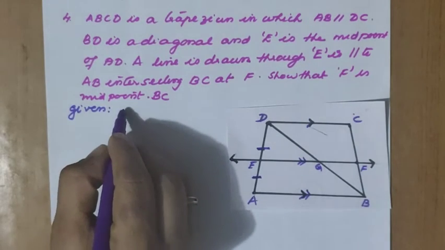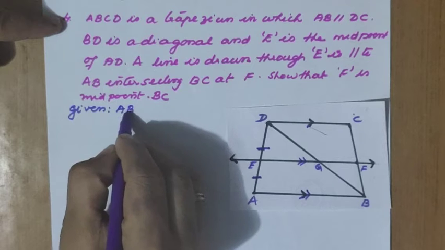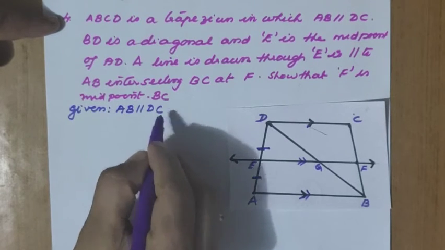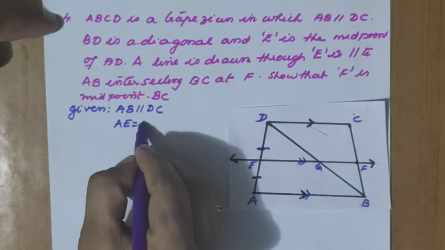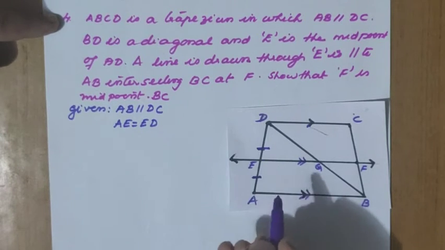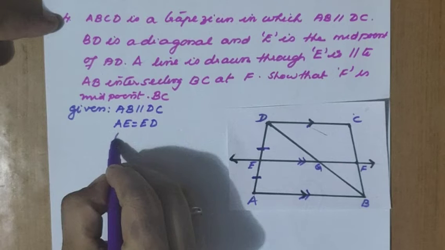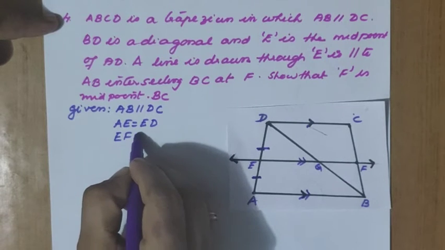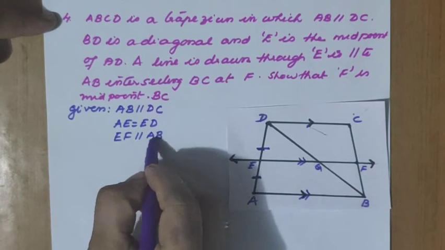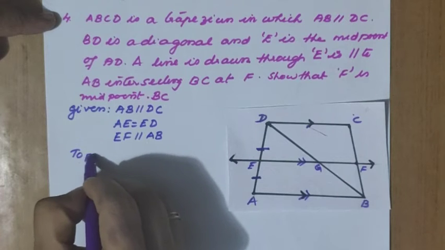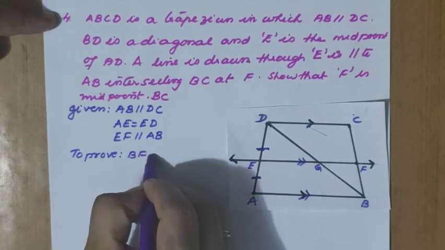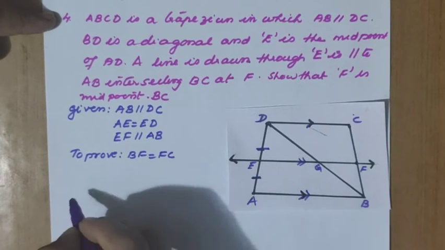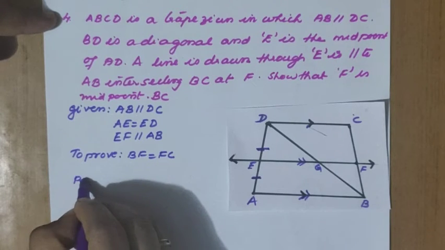So what is given in the figure? AB parallel to DC, E is the midpoint, so AE equals ED. Now EF is parallel to AB. To prove: F is the midpoint of BC, that means BF equals FC. So proof we can.